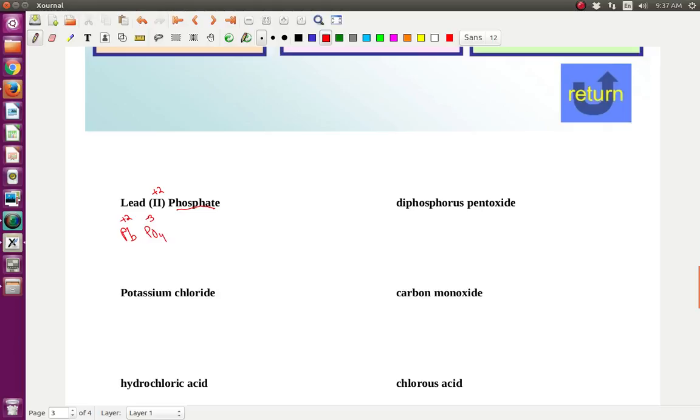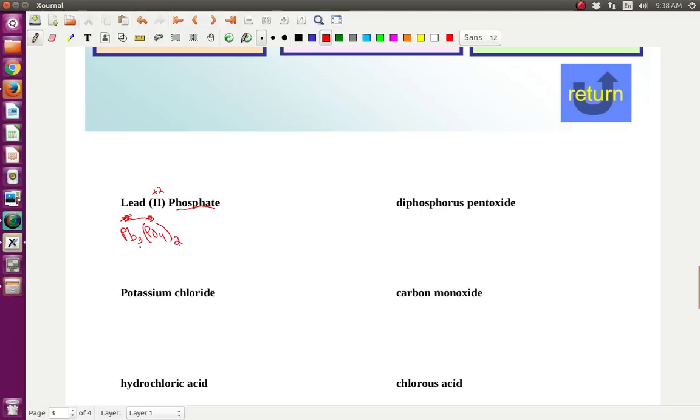Put the charges on the top, swap and drop. So I move this 3 down to here. And polyatomic ions we have to put in parentheses before we put the number of them on the side here. A 2. Those are called subscripts. Okay, once I'm done, I don't need that. There's the formula for lead 2 phosphate.